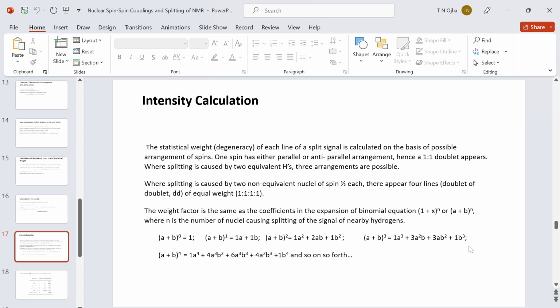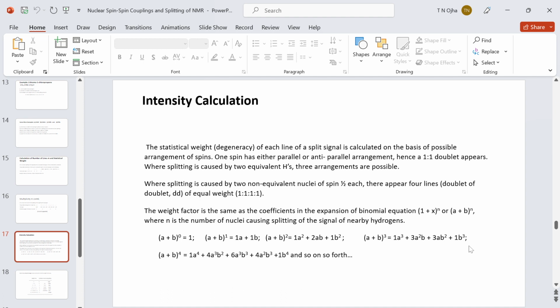Intensity calculation: there are two methods. The statistical weight or degeneracy of each line of a split signal is calculated on the basis of possible arrangements of spins. One spin has either parallel or anti-parallel arrangement. Hence, a 1 is to 1 doublet appears. When splitting is caused by two equivalent hydrogens, three arrangements are possible. When splitting is caused by two non-equivalent nuclei of spin half each, there appear four lines, a doublet of doublet, DD, of equal weight, 1 is to 1 is to 1 is to 1.